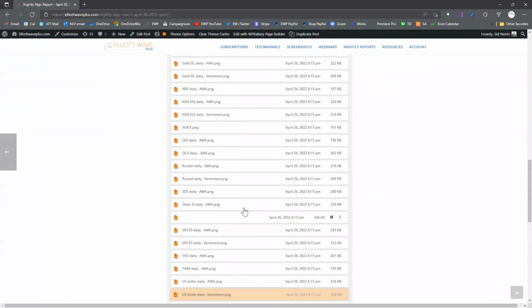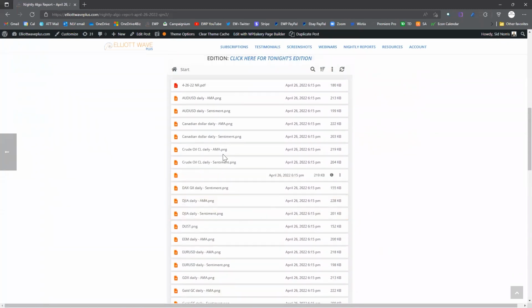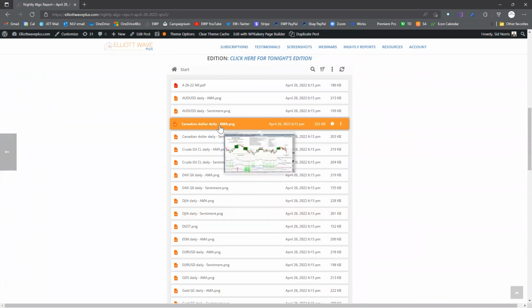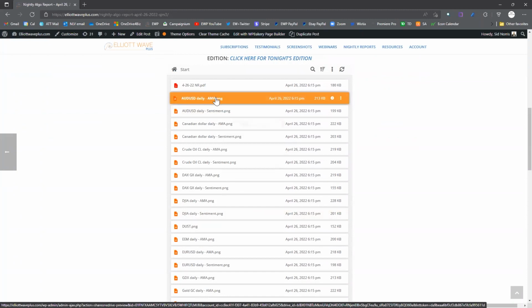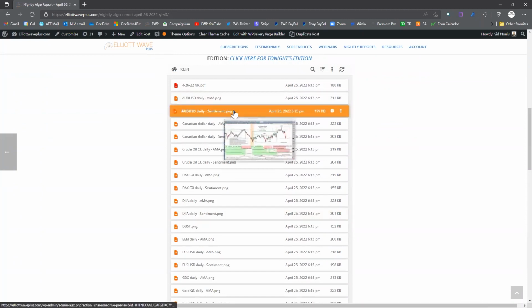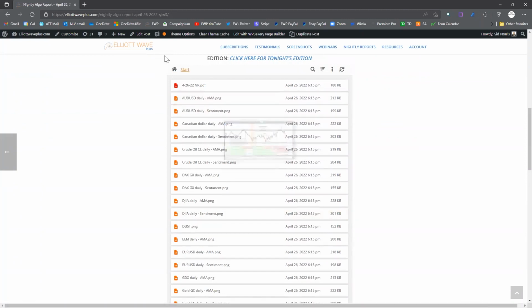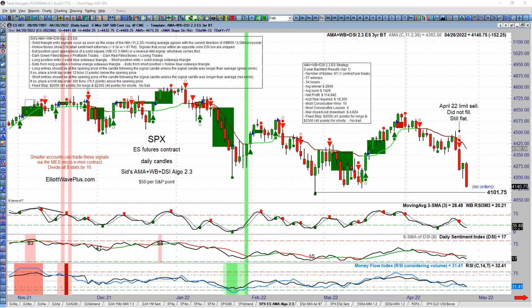So all of those are included every night. The great majority of them, except for the ETFs, are going to have not only automated signals, but an additional screenshot called sentiment. And so we're going to set that aside for a minute here. And we're going to go over a quick explanation of our algo and how it produces automated signals.